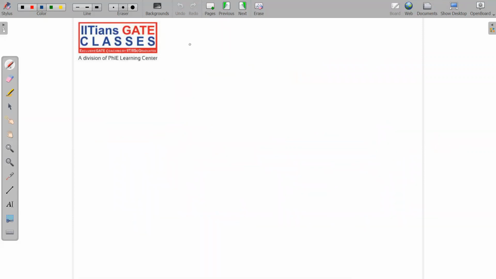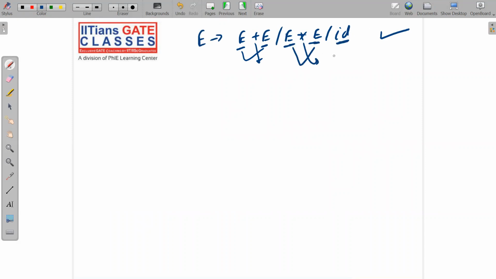Now I will show you some examples. For example, if I have E goes to E plus E, E star E, or id. Is it an operator grammar? Yes. Why? Because we have two non-terminals in the RHS and they are not side by side. There is a terminal between them. Here also two non-terminals and a terminal between them. Here we have only a terminal, no problem. If I say S goes to AS or B, yes, this is also an operator grammar because in the RHS no two non-terminals are present side by side. But you just have to remember one thing.